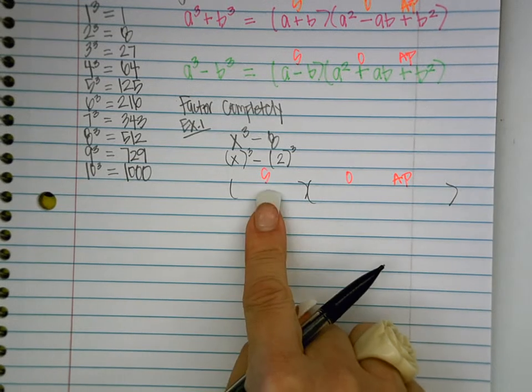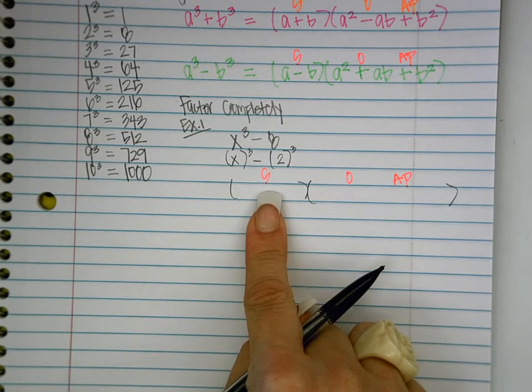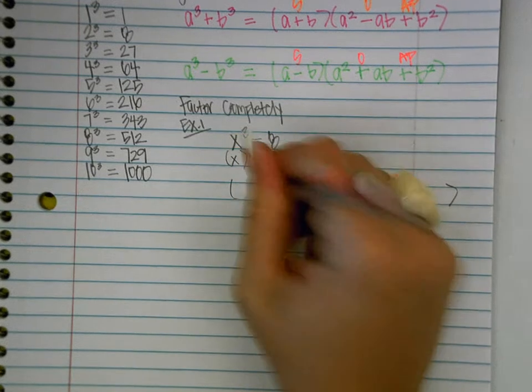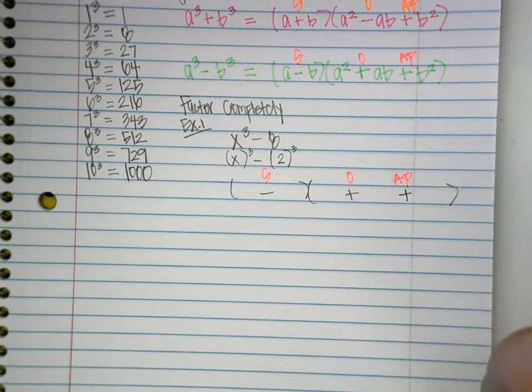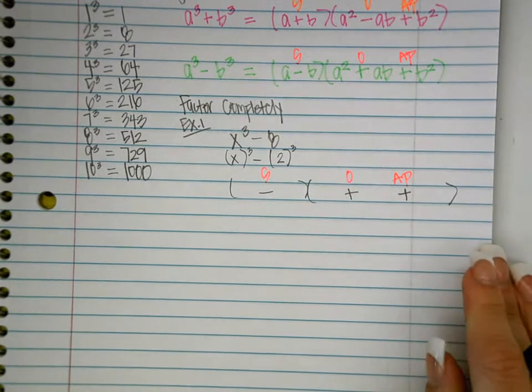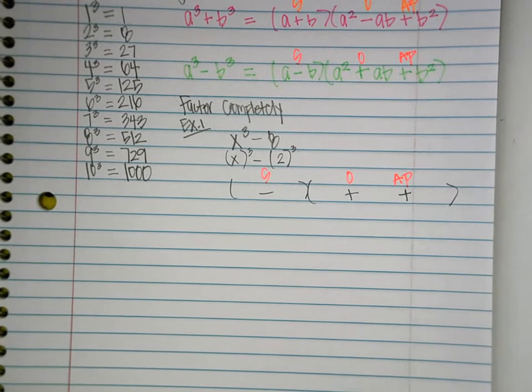So, same as the problem would be what? Negative. Opposite is positive. AP, always positive. So first we put in our SOAP signs. Then we actually put things into the parentheses.